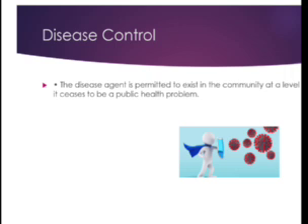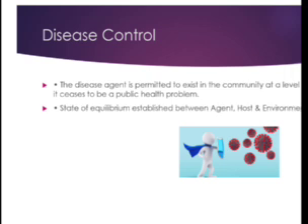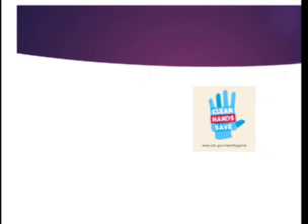What is disease control? The disease agent is permitted to exist in the community at a level at which it ceases to be a public health problem. It means the disease is under check. The disease is present, but it is under check, and it will not cause a big problem. The disease will be there in the community, or people will have the disease, but it will not cause a public health problem like an epidemic or a pandemic. So the disease can be just controlled, or kept under check.